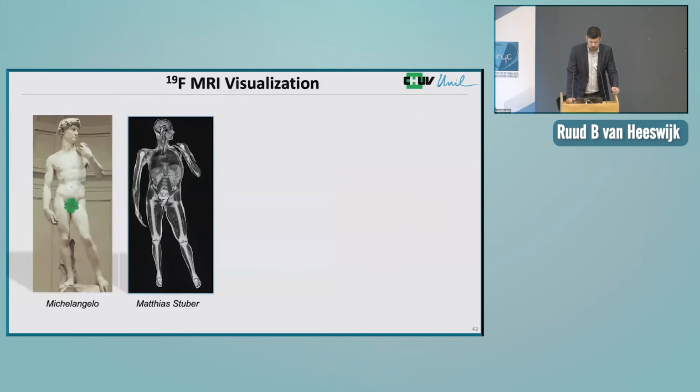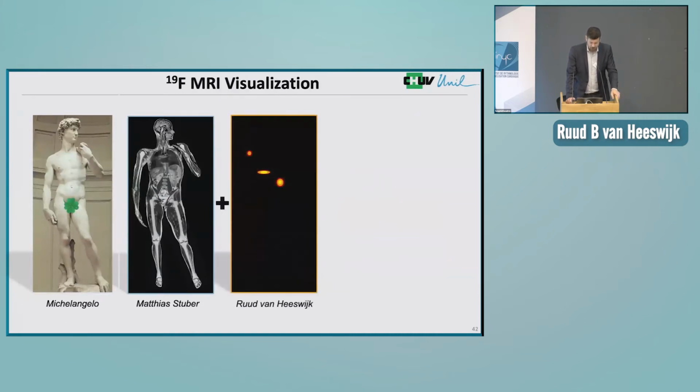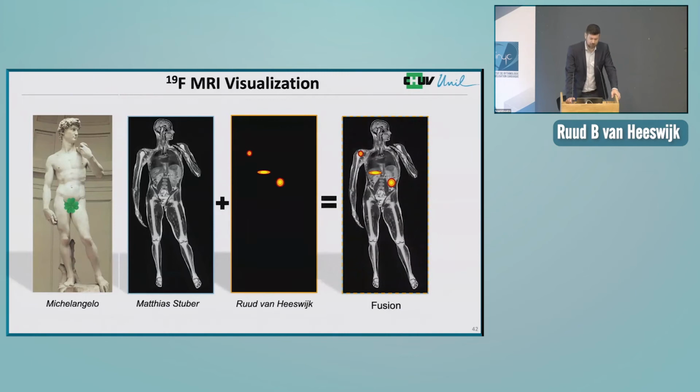So anything that you see here. Matthias gave me this image ages ago from someone who did something in Italy a while ago. If you add fluorine MRI, if you inject fluorine, you would get a signal like this. So much easier, very simple images. And then, of course, you would overlay the two of them, and then you would have your localized signal.